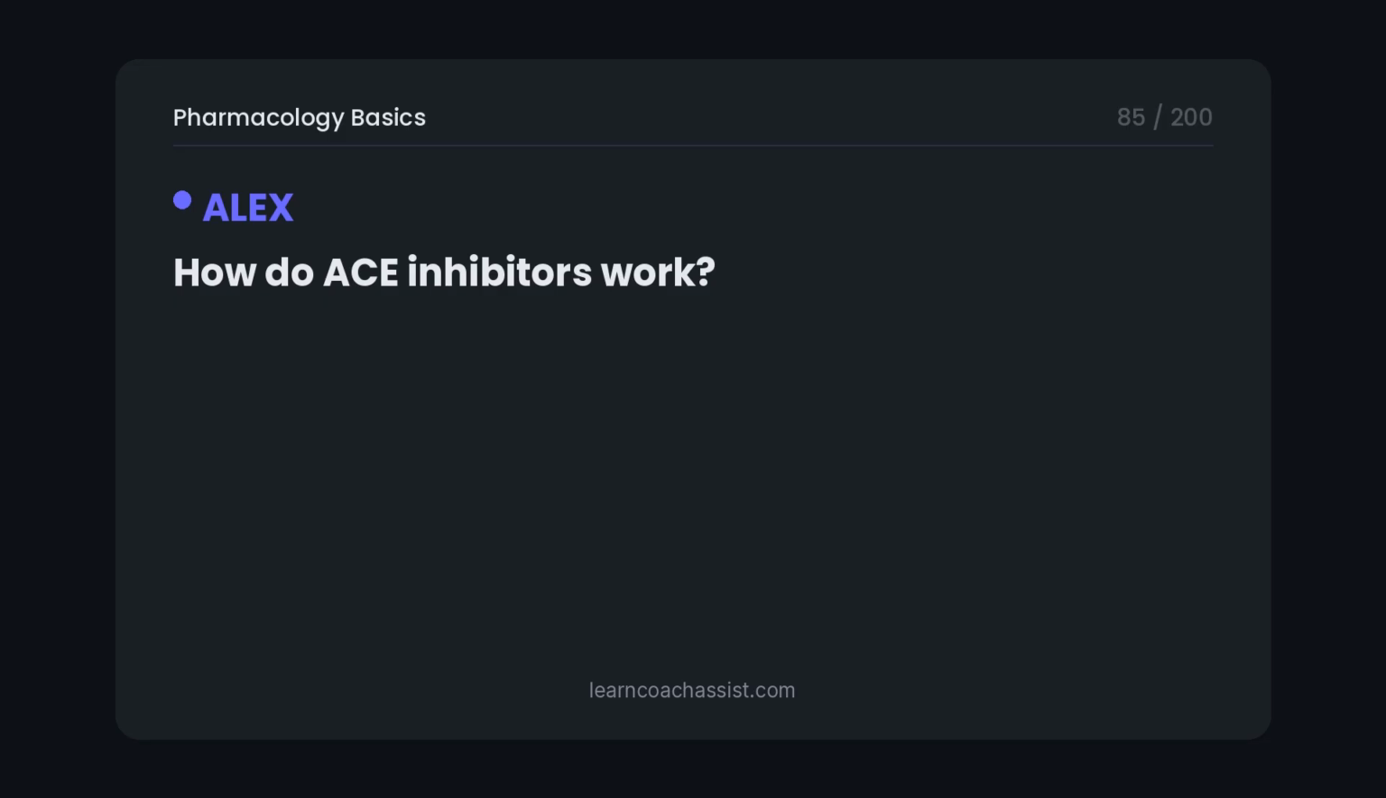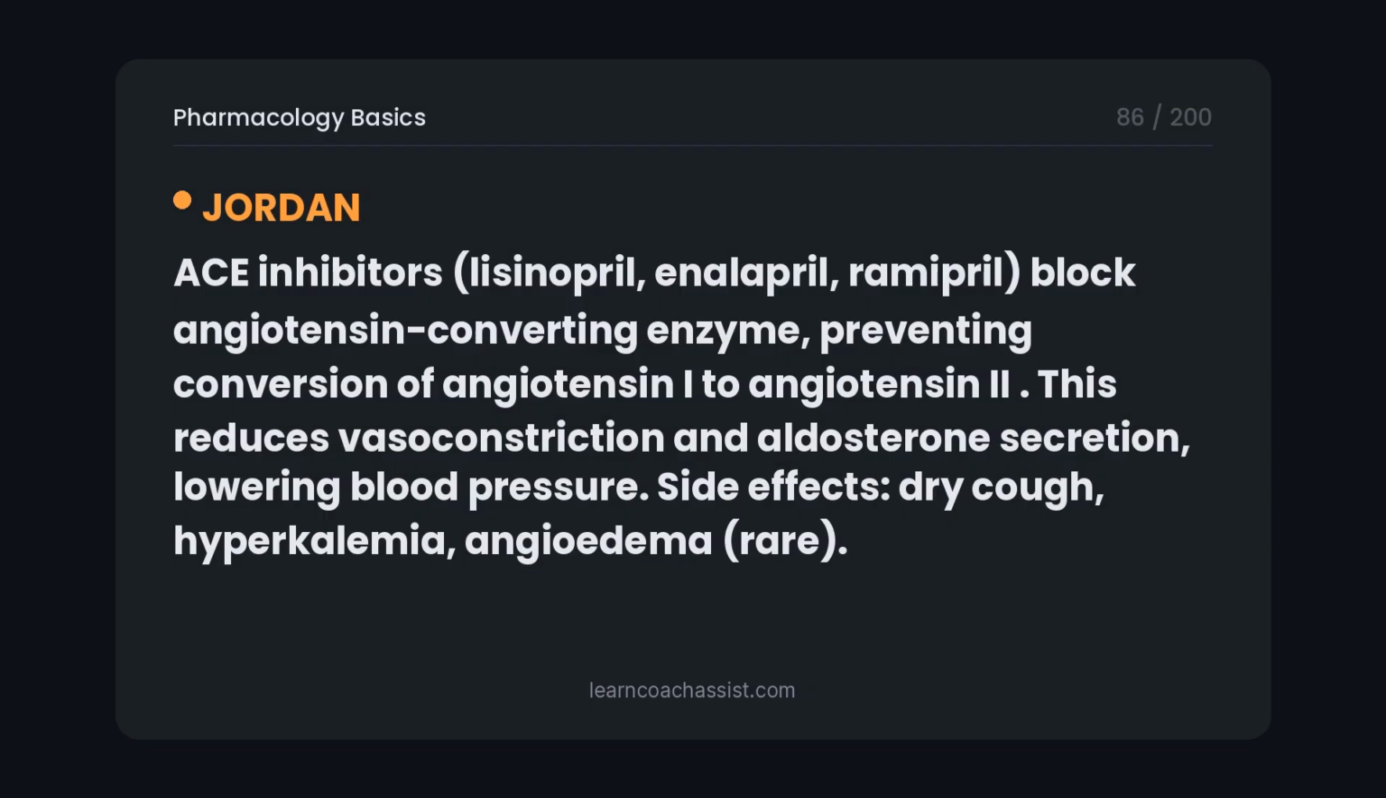How do ACE inhibitors work? ACE inhibitors, lisinopril, enalapril, ramipril, block angiotensin-converting enzyme, preventing conversion of angiotensin I to angiotensin II. This reduces vasoconstriction and aldosterone secretion, lowering blood pressure. Side effects: dry cough, hyperkalemia, angioedema, rare.